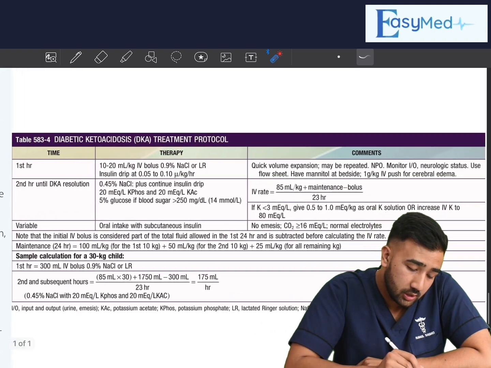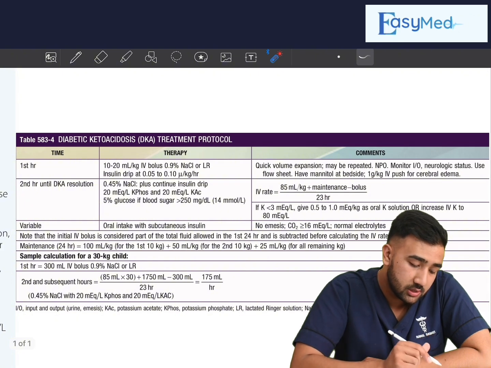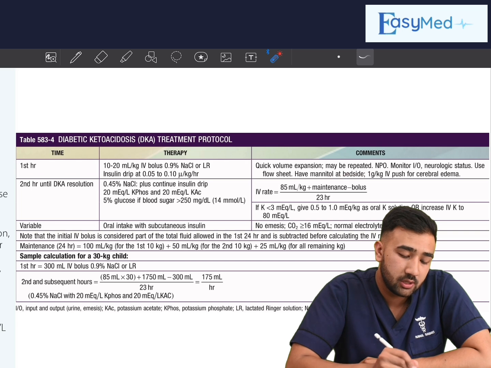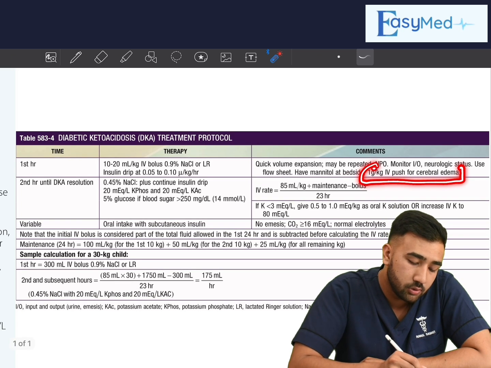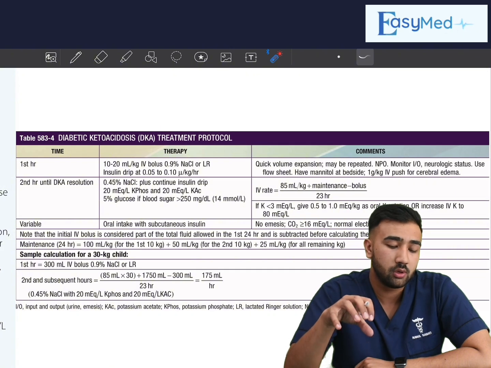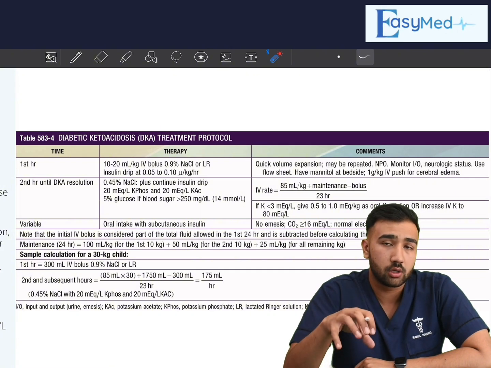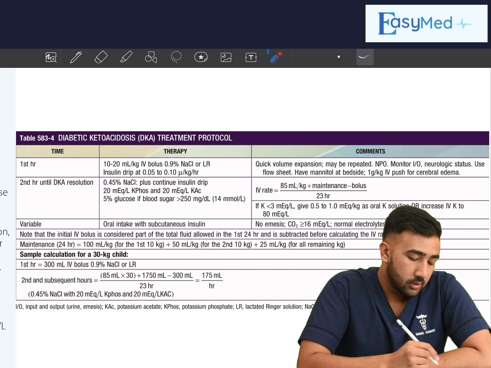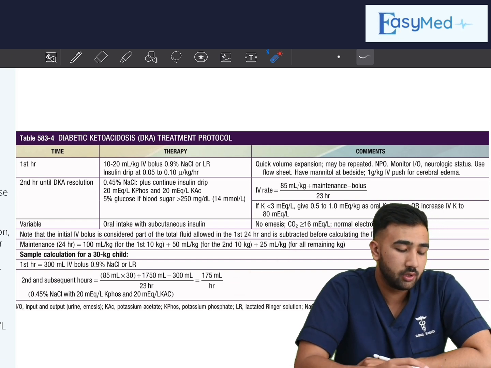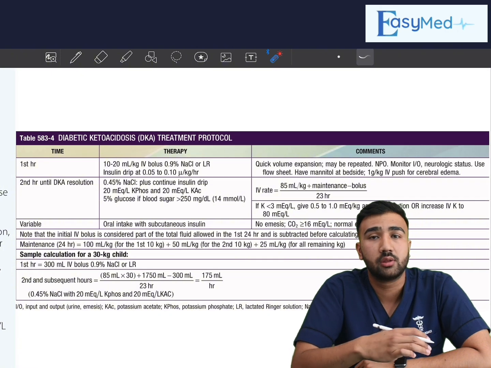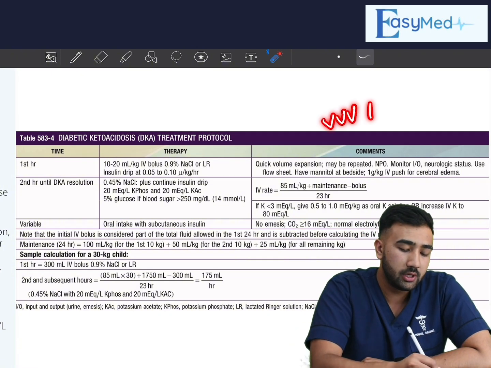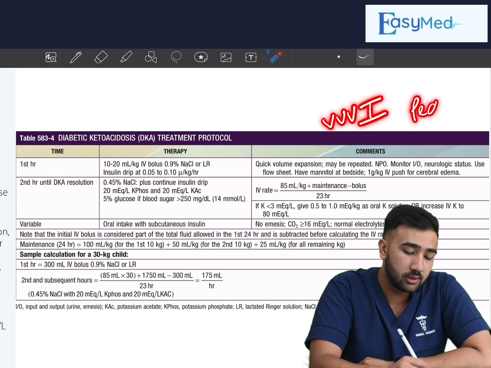Then usually we use the NS or the ringer lactate, but mannitol at bedside 1 gram per kg IV push for cerebral edema is very important. So we have to keep mannitol at our disposal always. So this is the sample calculation as well. That's why I would recommend you to have a look at this table from Nelson. This is very, very, very important in case of pediatric exam and pediatric viva as well.